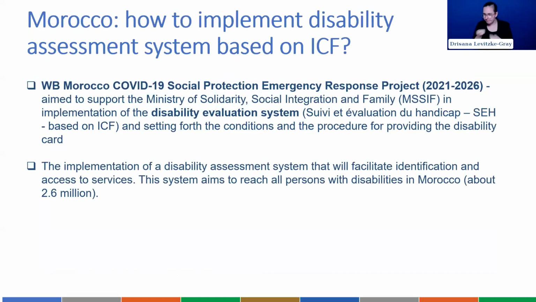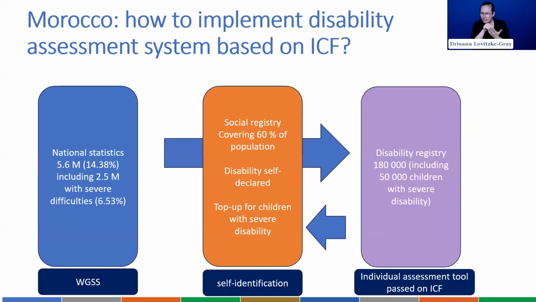So the ambition of the government of Morocco is to make sure that the disability registry will capture more persons compared to the national statistics. So in Morocco, the trajectory was a little bit different. They started from the national statistics and found around 2.5 million persons with severe disability. And they compared it with the existing registry, because the existing registry encompasses only 180,000 persons with disability, including 50,000 children with disability.